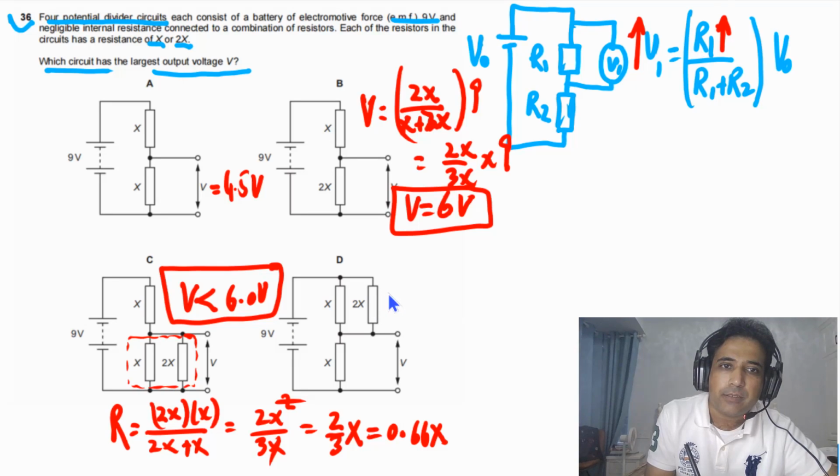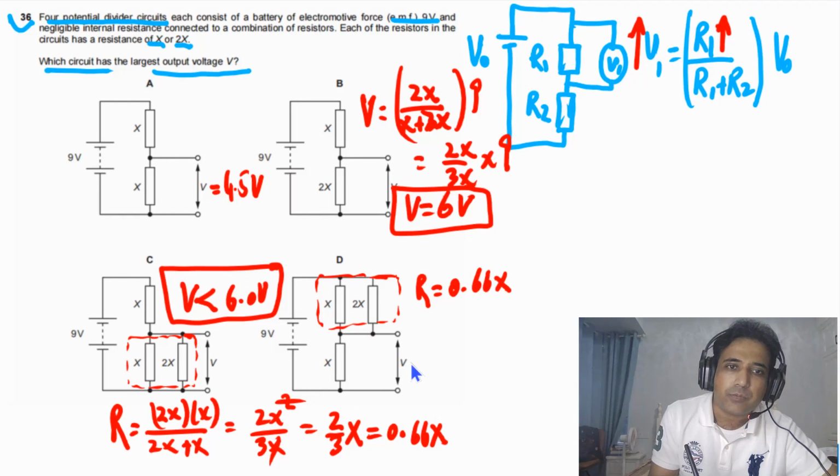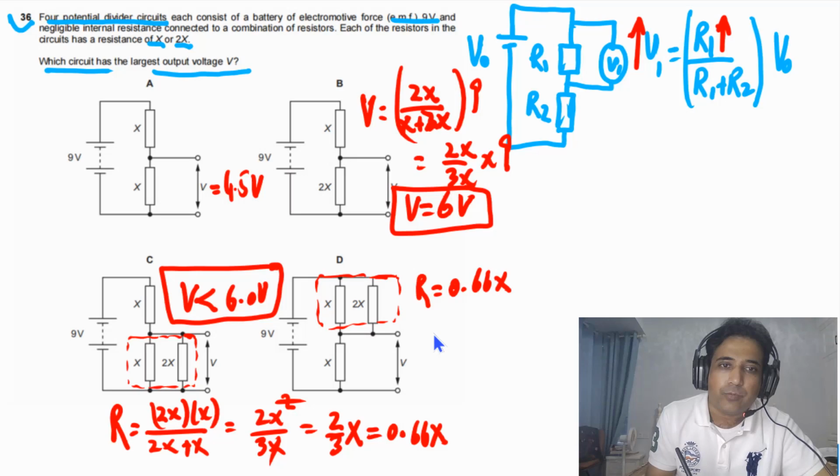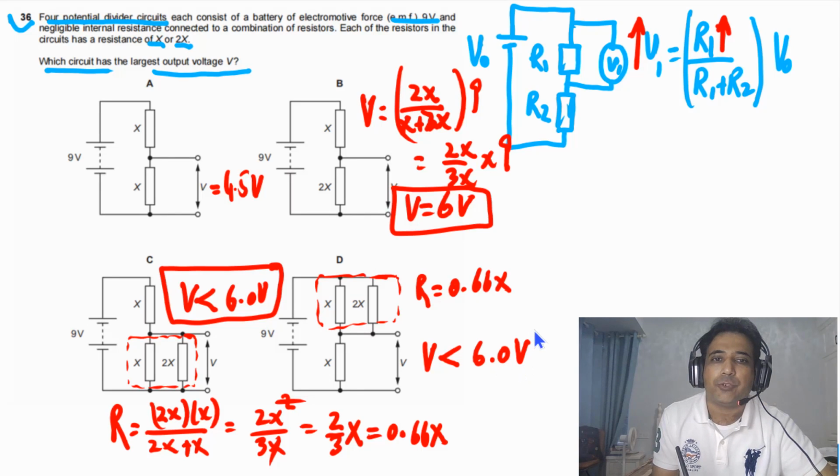And for this one, the resistance of this combination also will be equal to 0.66X. In this case, the value of V, if we calculate, because this is 1X and this is 0.66X, the value of V also will be less than 6.0 volts.